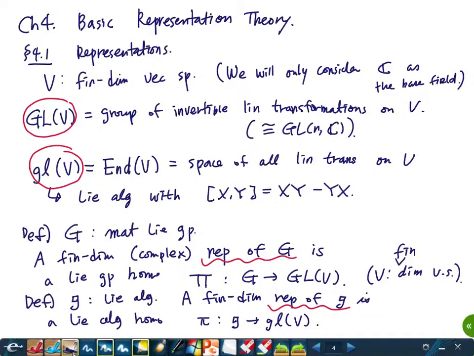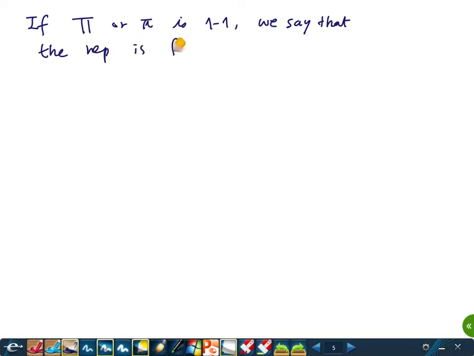And I think, if this map is one-to-one, then this representation is called faithful. So let me write that down. If pi is one-to-one, we say that the representation is faithful. So it's a faithful representation, a one-to-one map.